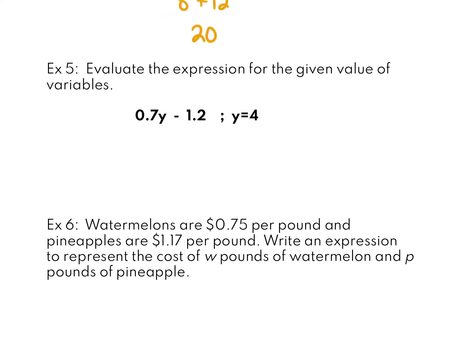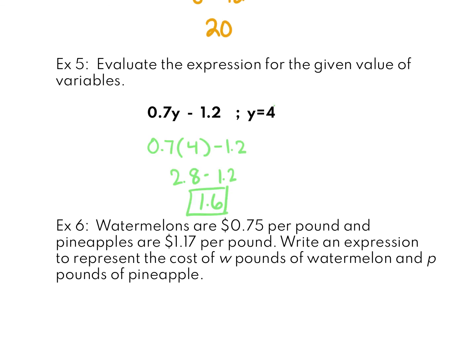Okay, let's try this one. 0.7 times y minus 1.2. Evaluate when y is equal to 4. When I substituted in 4 for y, I got 1.6.